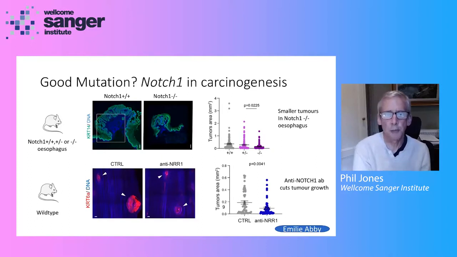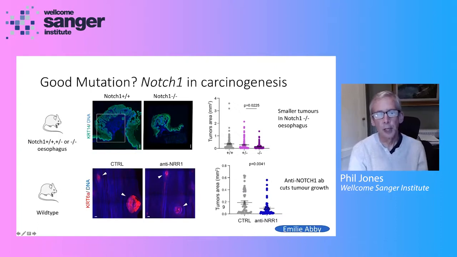So again, this is work from Emily Abby in the lab, and she studied how Notch mutants aggressively colonize the normal esophagus. But once they've done that, what happens if we start inducing tumours? And if you remember back to the humans, I said there's a lot more Notch in a normal human esophagus than there is in cancers that derive from it. So Emily took Notch mutant mice where she was able to delete one or both copies of Notch in the esophagus and generated tumours and waited for a few months.